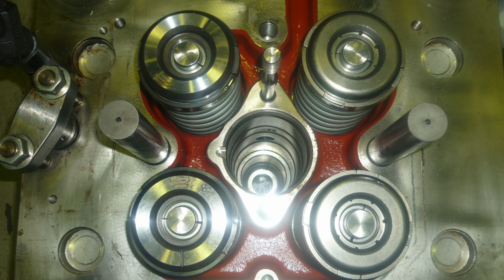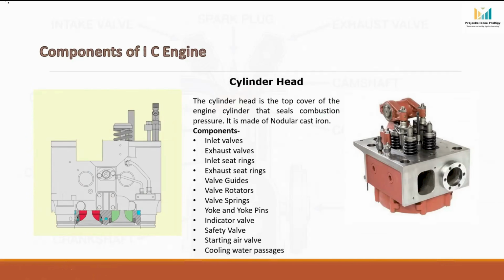If we see here at the center, the injector pocket is casted in the cylinder head where the injector is fitted. And on either side of the injector, we can see the two inlet valves and two exhaust valves. The inlet valves allow fresh air to enter the cylinder during the intake process, and the exhaust valves allow the burnt gases to leave the cylinder after combustion.